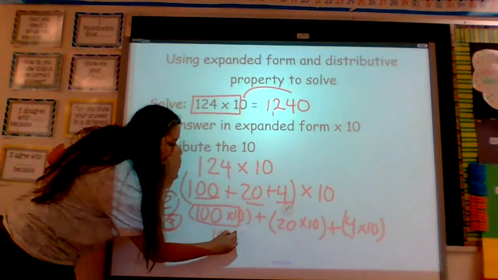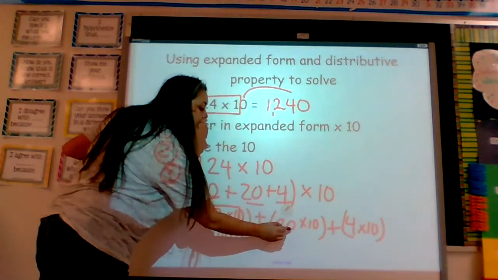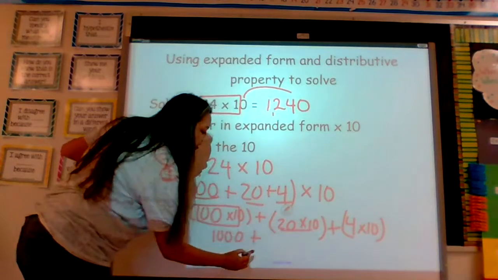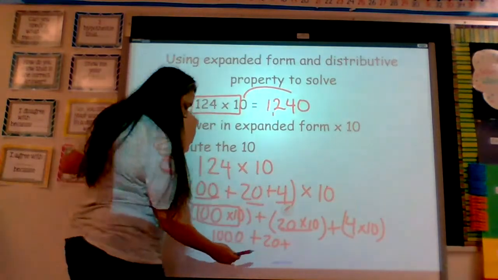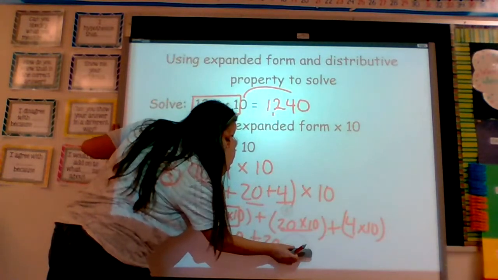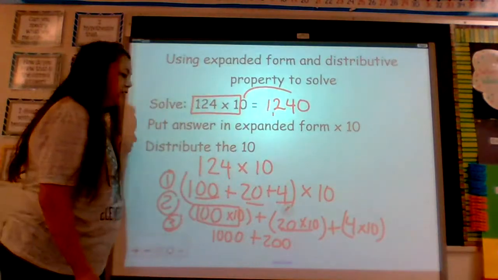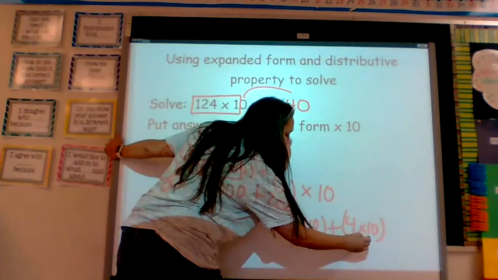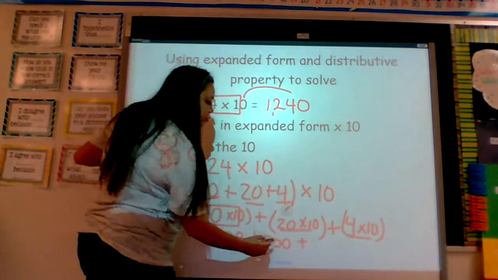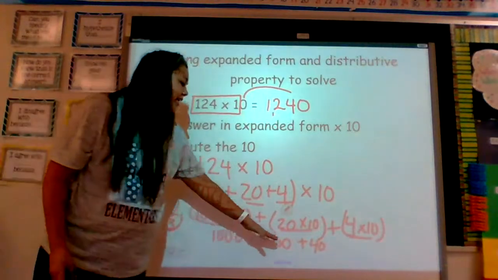100, bring down that 0, plus 20 times that 1 is 20 plus that 0. I'm sorry, plus that 0. I put a plus sign instead of putting that 0 there. So now bring that 4 down. 4 times 1 is 4. Add that 0. Now I can add this up.